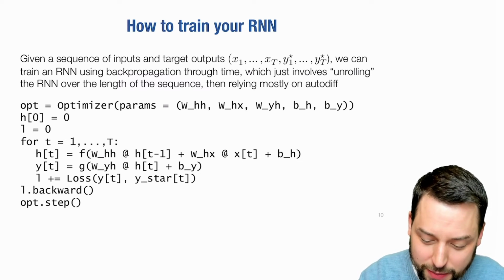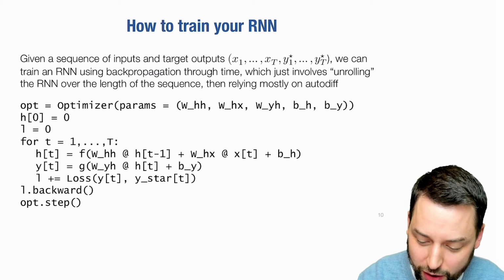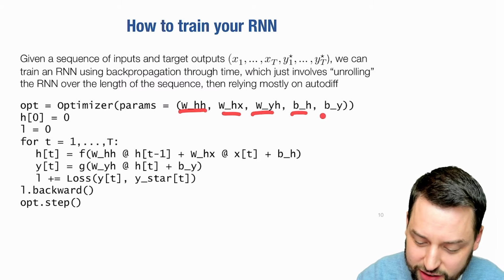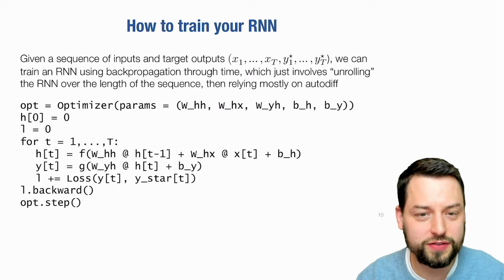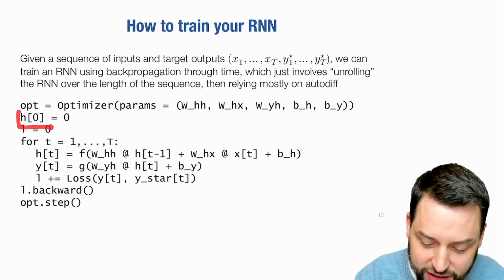We'd form some optimizer like SGD or Adam, formed in Needle. We'd have our parameters here, which would be all the weights and all the biases, right? And now we would just make our predictions. So we would initialize our first hidden state to be 0.